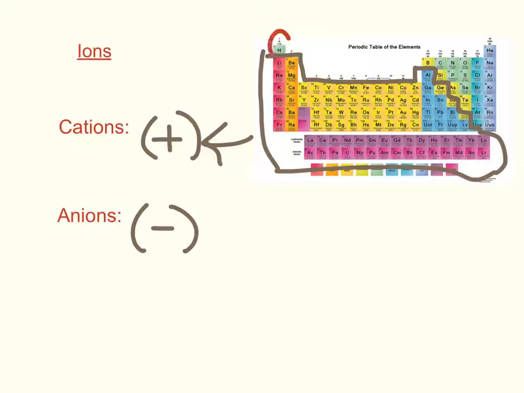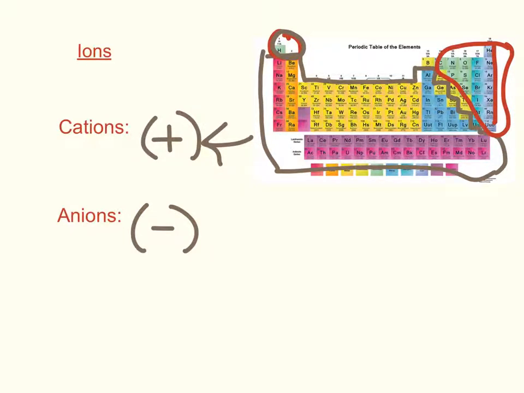Anions are going to be... hydrogen can be both. So here, let me actually color that in both. And then the non-metals, which are all right there, those are going to be anions. In general, noble gases don't have a charge. We're not going to make ions out of those, so don't do it.